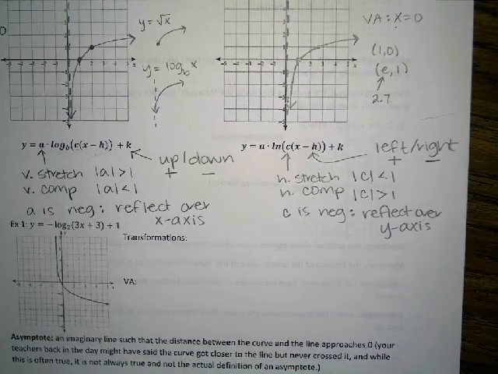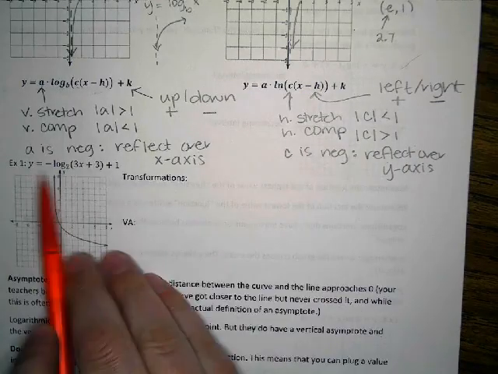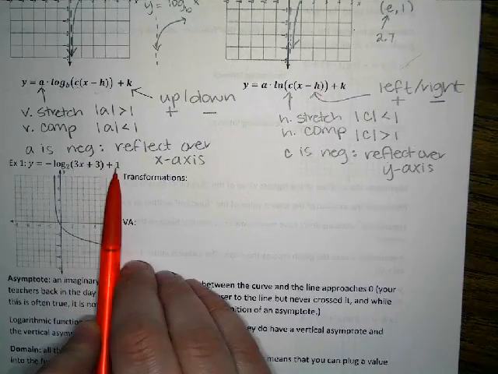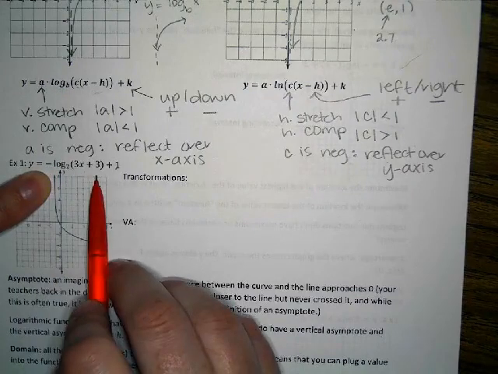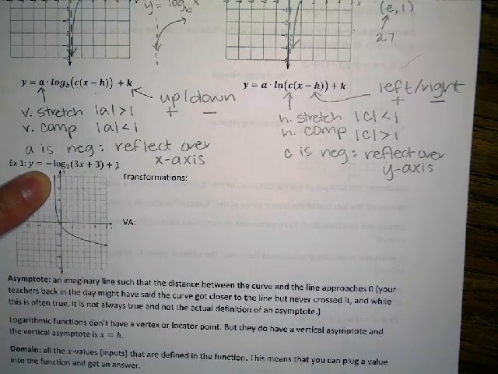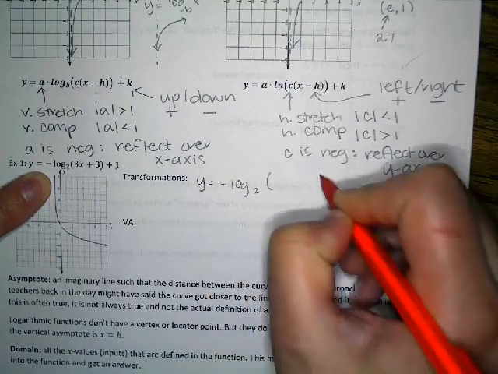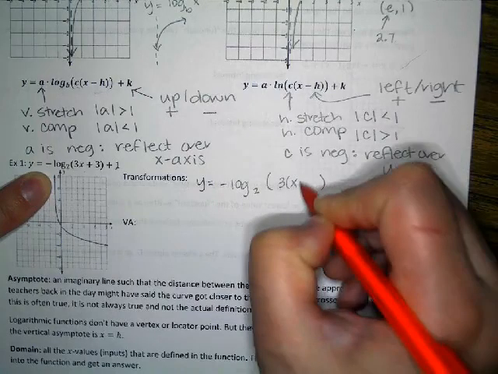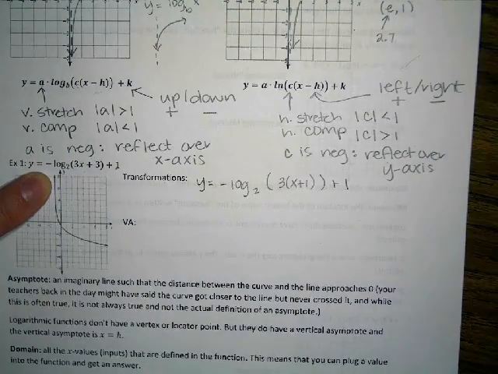Okay, so if we look at example 1, I can see 1, 2, 3, 4 transformations. Before I say what they are, I need to rewrite this equation. So how do I need to rewrite it? Perfect. So the inside needed to be factored. Okay. So what are the transformations?